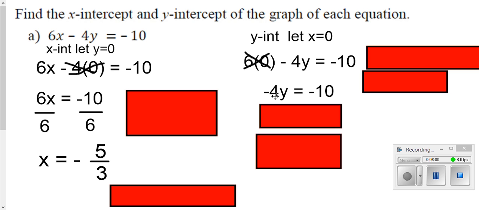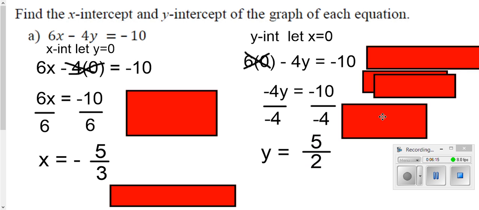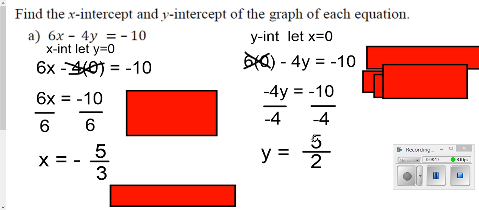And now to finish solving this, we're going to divide by negative 4. This is one of my favorite ways to graph lines. Divide both sides by negative 4. Divide that with your calculator and math fraction. It should reduce to positive 5 over 2, positive 5 halves. So there's our x-intercept, negative 5/3, and our y-intercept, 5 over 2.